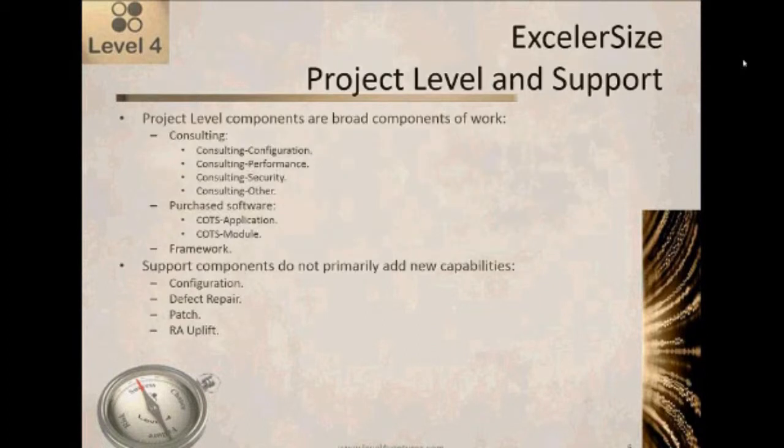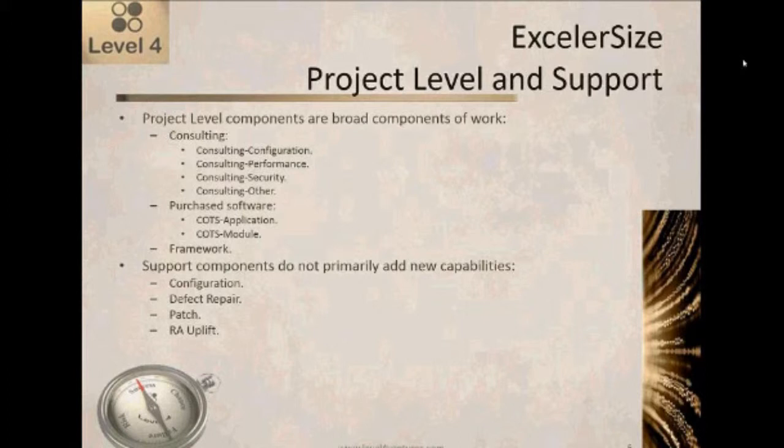So for the project level components and the support components, these are a little bit different from the other pieces that we've been dealing with because they're very broad, especially the project level ones are very broad components of the work. So the two major areas that we find them in is consulting type work and purchased software. So we'll be talking about each of those individually. And then the third area, which in some cases might be purchased, in some cases might be developed, but has a lot of similarity to purchased software, are frameworks. So we'll be talking about those.